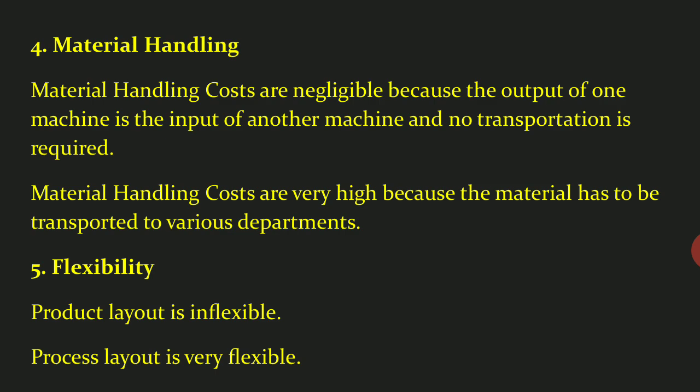Product layout is completely inflexible. That means once you install the product layout, one machine to the next and likewise, you cannot change it every now and then. So in that sense, it is inflexible. And as far as process layout is concerned, it is very flexible because everything can be arranged, everything can be changed according to the requirement, and that is why process layout is highly flexible in nature, right?